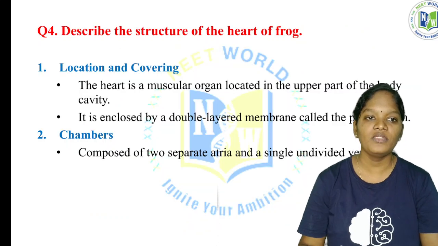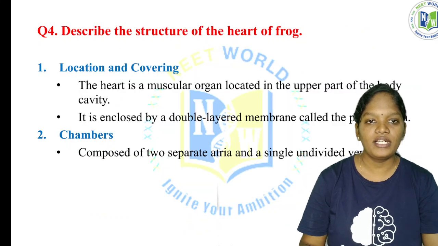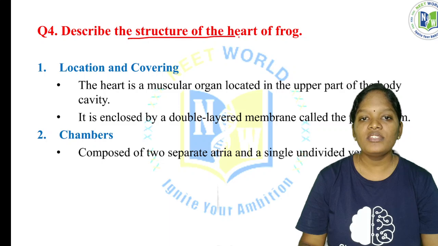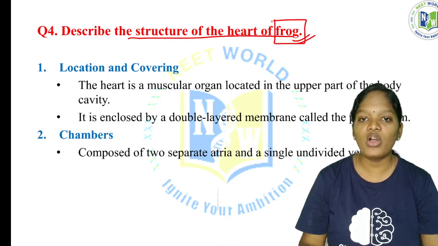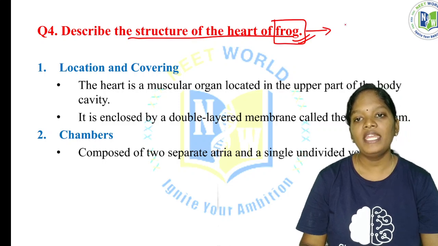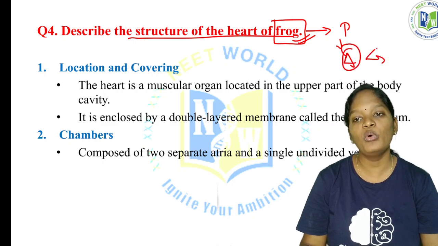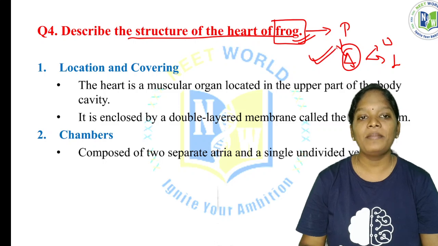Next, the fourth important question: describe the structure of the heart of the frog. But before that, you should know which phylum the frog comes under. It comes under the phylum Chordata and the class Amphibia. Those organisms which can live both in water as well as on land are called amphibians. First, what are the heart's location and its covering?